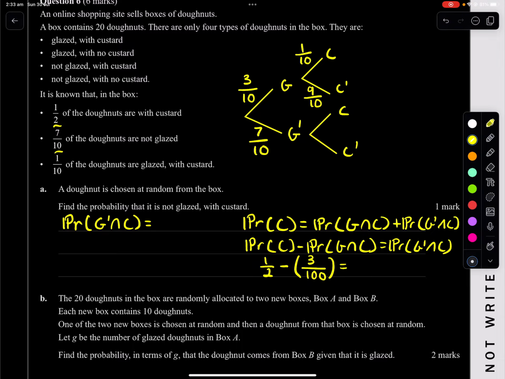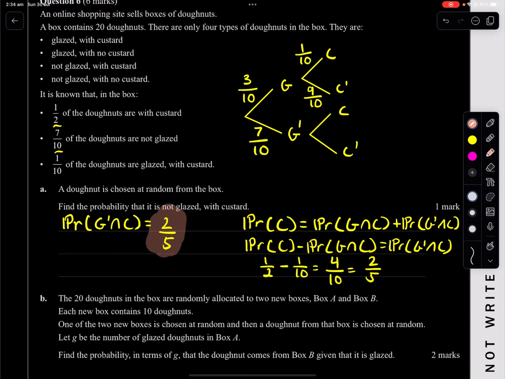Wait, half of the donuts are glazed with custard? Oh, okay, no. What am I doing? The donuts glazed with custard is 1 over 10. So half minus 1 over 10 will be 4 over 10, which will be 2 over 5. 2 over 5 is your answer for that one.